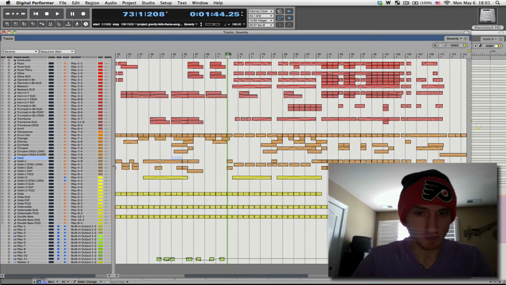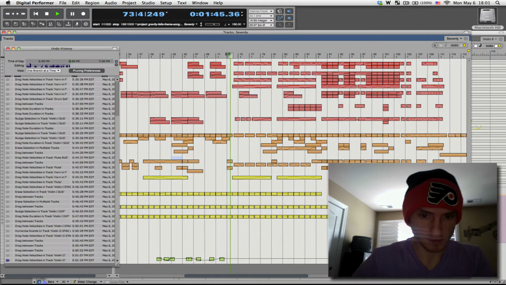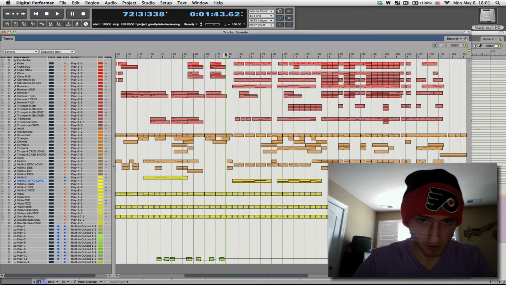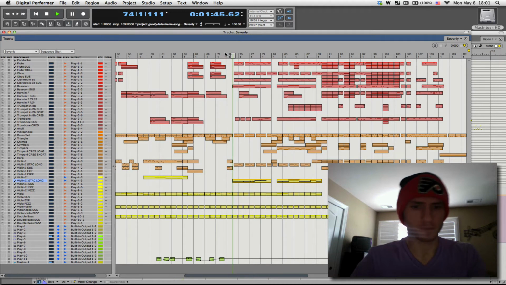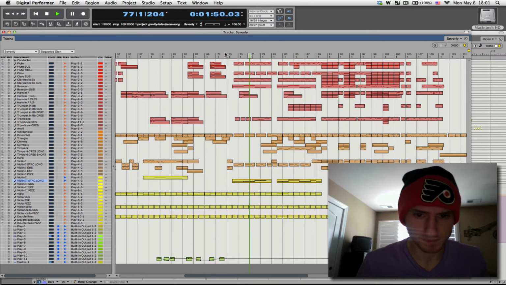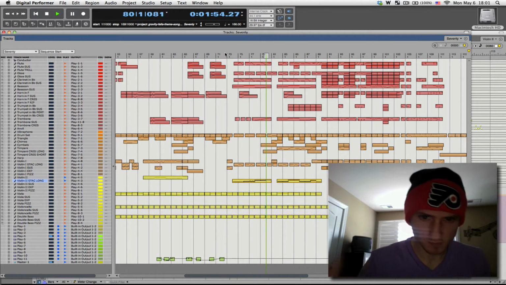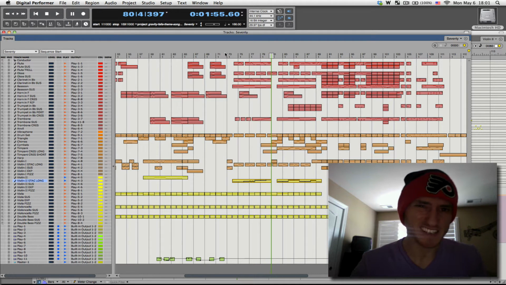And here's the before and after. So here's the before with the machine gun effect. It's the same note every time. Okay, it sounds really fake.